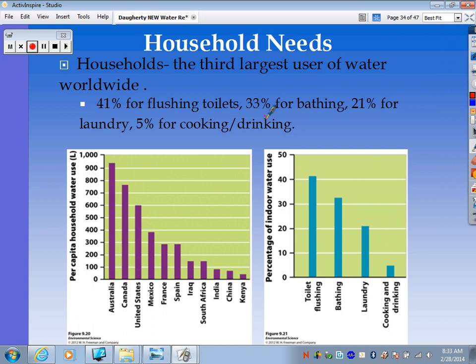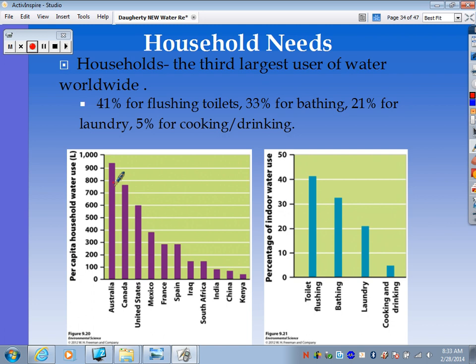Household needs, as far as that goes, we know that that's the third largest user of water worldwide. If we break it down into what we're using it for in the household, it says here 41% goes for flushing toilets. We can see that here. About 33% for bathing, about 21% for laundry, and about 5% for ingesting via cooking and drinking. Okay, and then here you have per capita household water users.